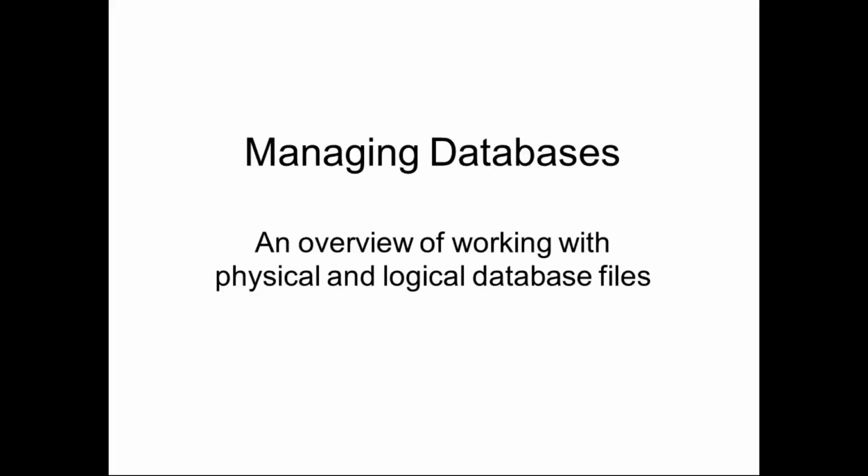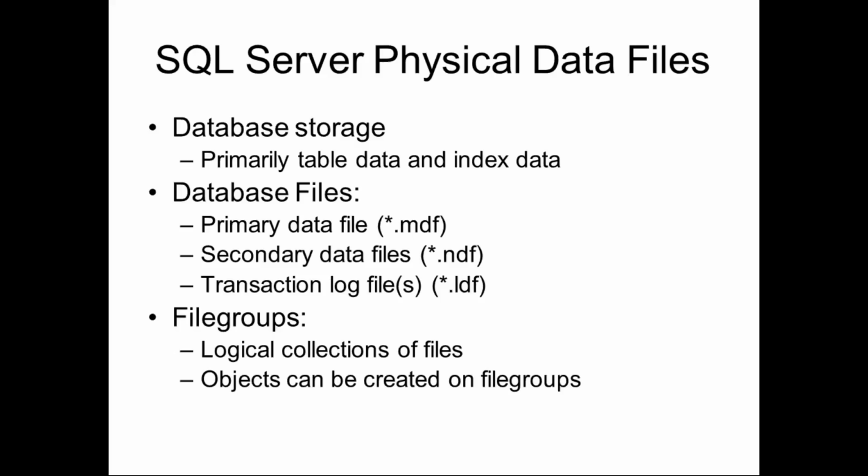There are three types of storage files. Physical database files contain the primary data and the index tables. The database files are MDF, LDF and NDF, where NDF is a secondary database file. And the file groups: logical connection files are the objects that are created in the file groups.